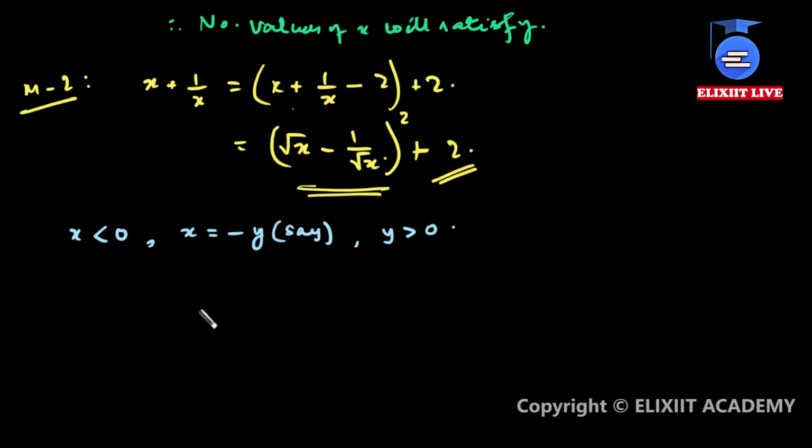What I need to do is this: x plus 1 by x will become minus y plus 1 by minus y, because I am replacing x by minus y, a negative quantity. So minus y plus 1 by minus y; if you take the minus common, you will get minus of y plus 1 by y. Fine for this one. Now what is this quantity? Minus of y plus 1 by y. I'll use the same concept.